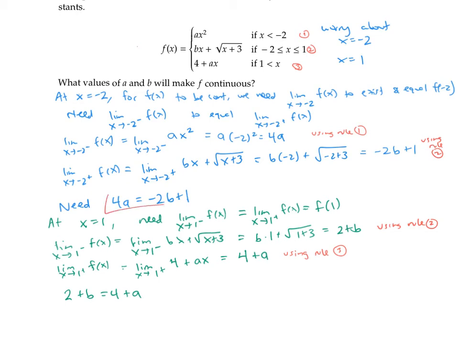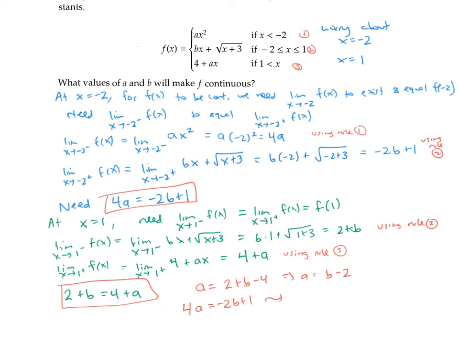Okay, so now we have two equations and two unknowns, so that should be enough to solve. I'm going to solve by isolating a in that second equation. So a is going to be 2 plus b minus 4. In other words, a is b minus 2. I'm going to plug that in to the other equation. So that means that instead of 4a equals negative 2b plus 1, by plugging in a, I'm going to get 4 times b minus 2 equals negative 2b plus 1.